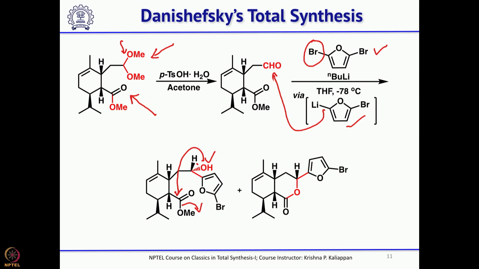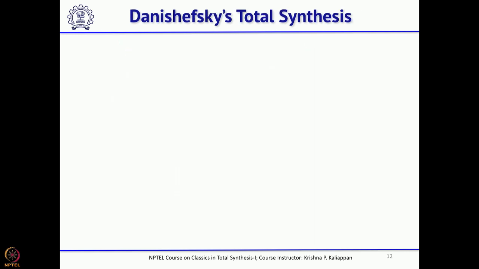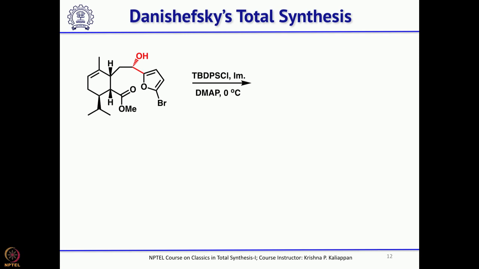Okay, see, these are the two products, and the major product is this alcohol. Okay, so now you have the alcohol. Next step is to protect the alcohol. So the alcohol could be protected as TBDPS ether under standard conditions.